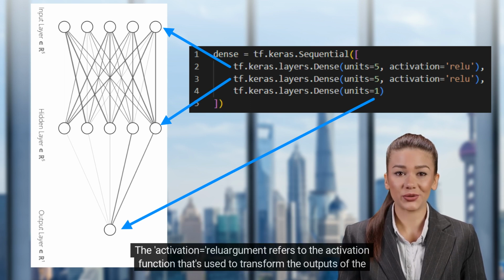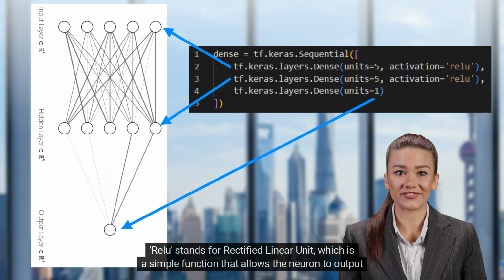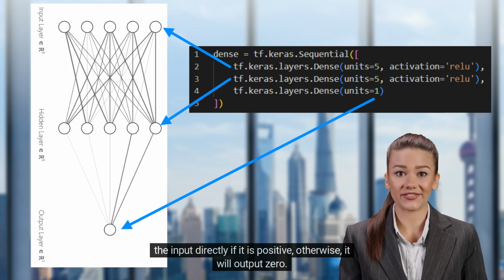The activation='relu' argument refers to the activation function that's used to transform the outputs of the neurons in these layers. ReLU stands for rectified linear unit, which is a simple function that allows the neuron to output the input directly if it is positive, otherwise, it will output 0.